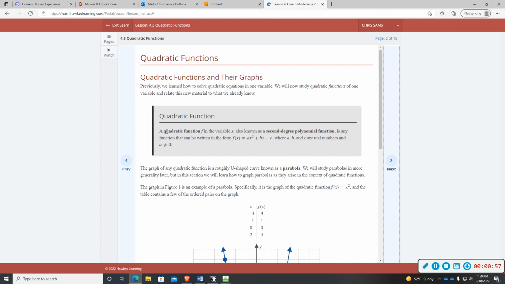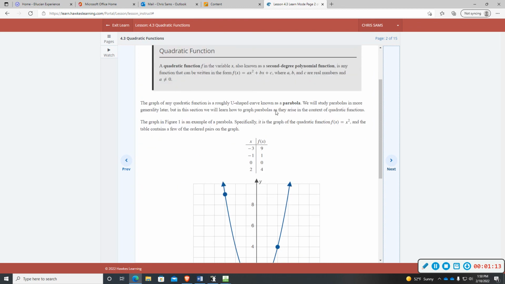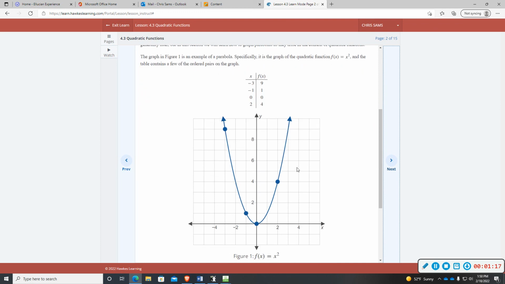So in the gray box, we have the definition of what a quadratic function is, what it looks like. It's a second degree polynomial. So the second power is going to be the largest power that you see in your quadratic or in your polynomial. And this is a U-shaped graph, and here's an image of what one might look like.